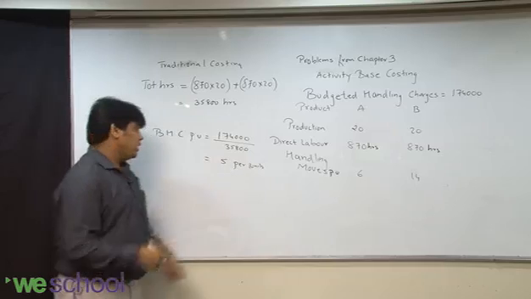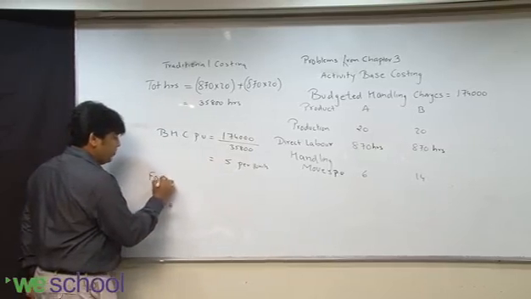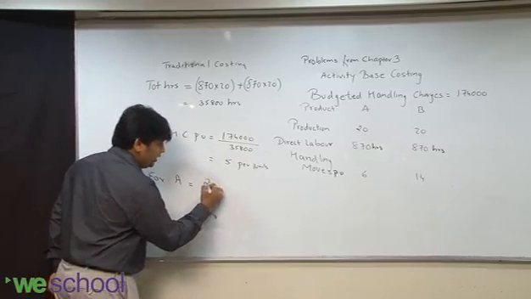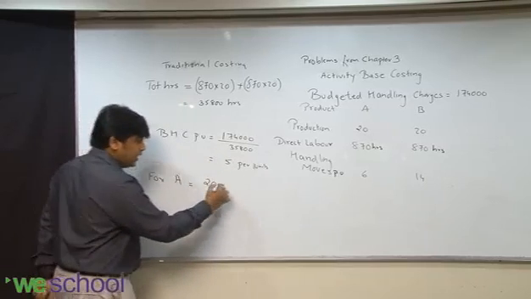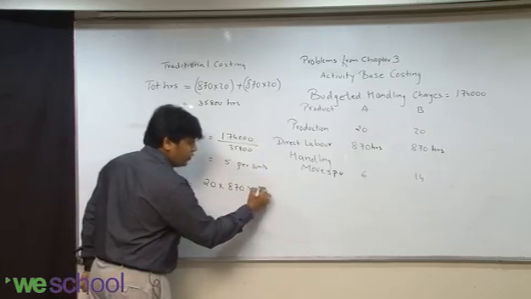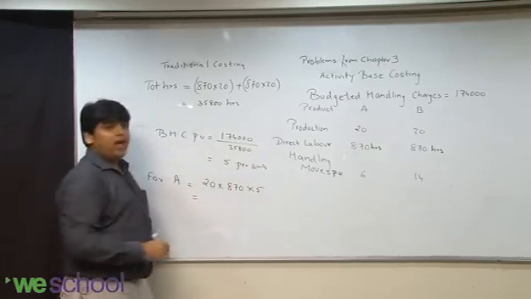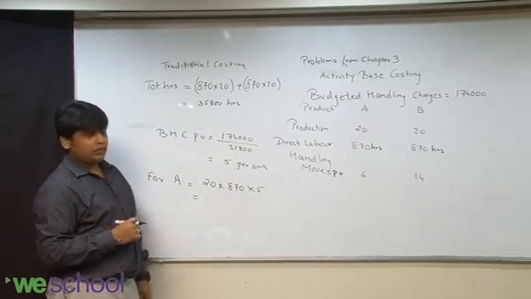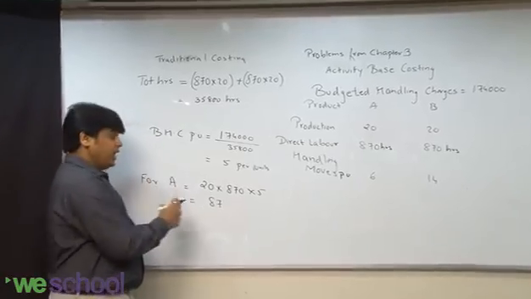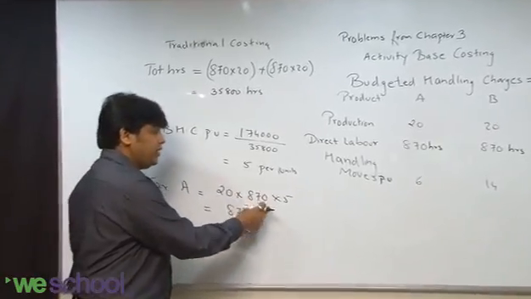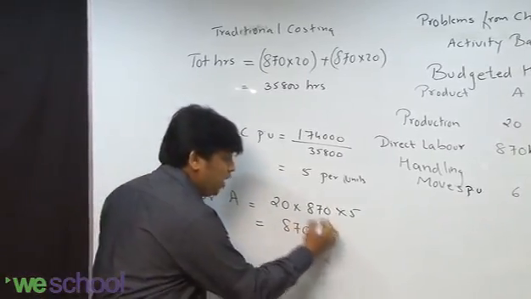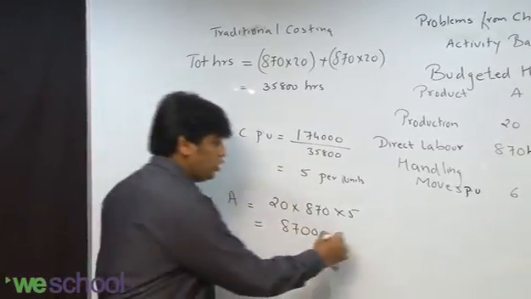Right? So 5 rupees. Now for product A, what will be the cost, since it has produced 20 units into 870 hours per unit into 5 rupees? What will be the cost as per the traditional cost method? 20 units into 870 into 5 rupees gives you 87,000. This is the total cost.